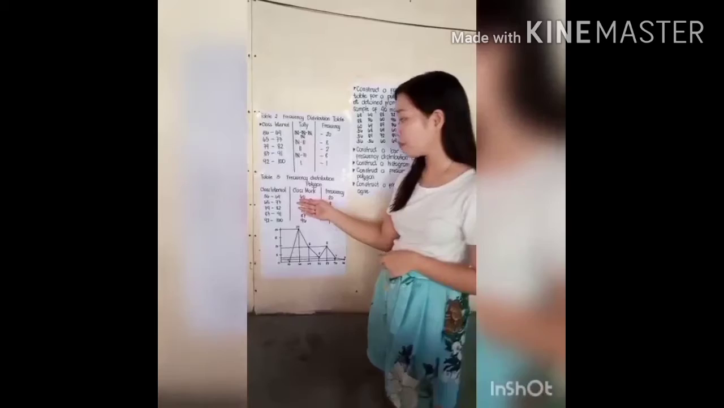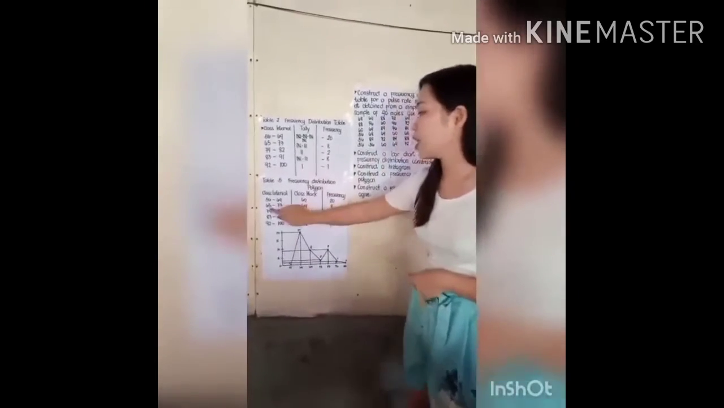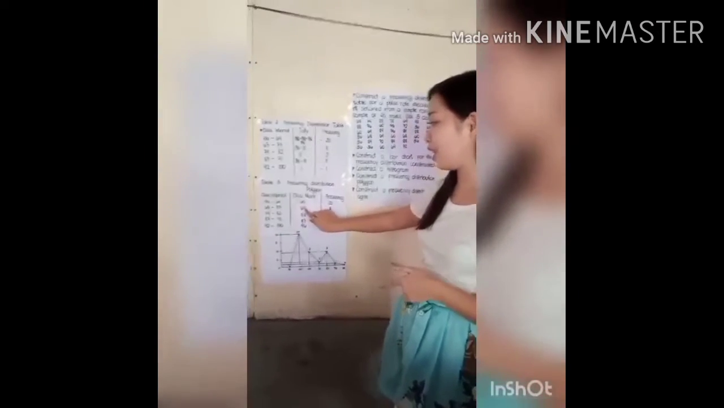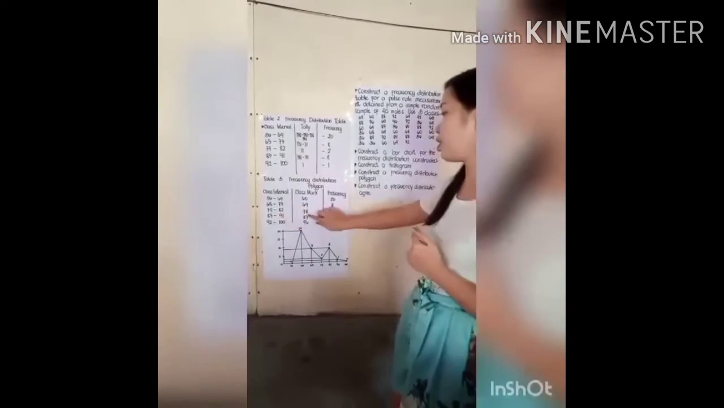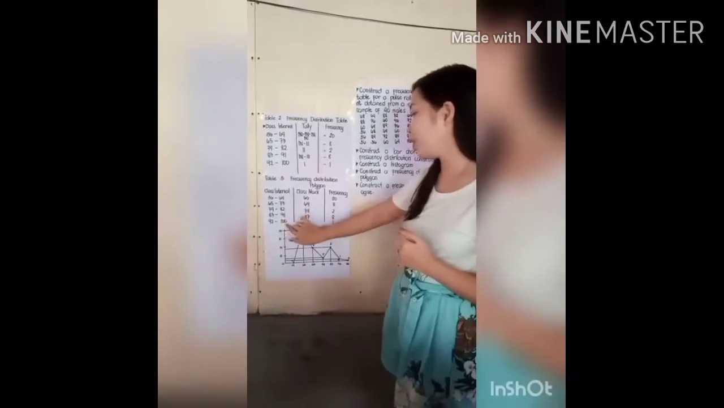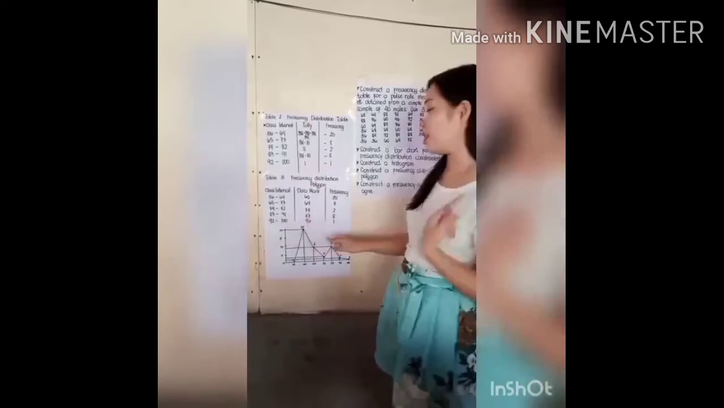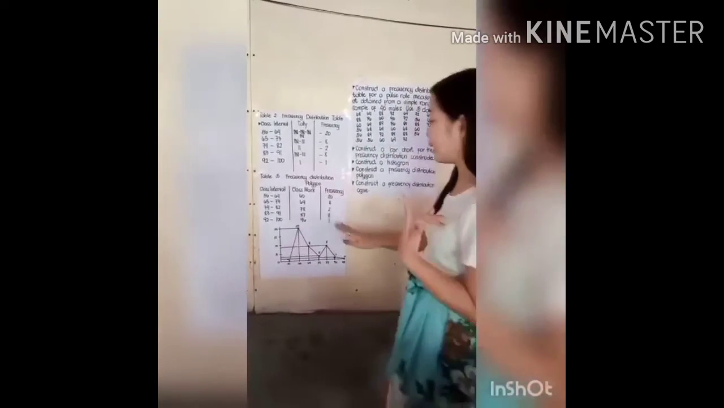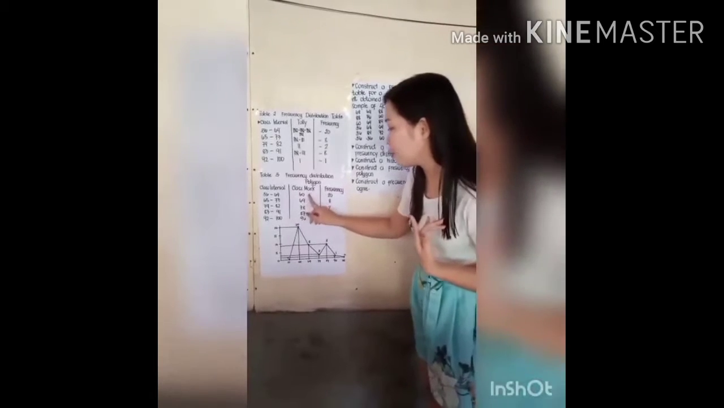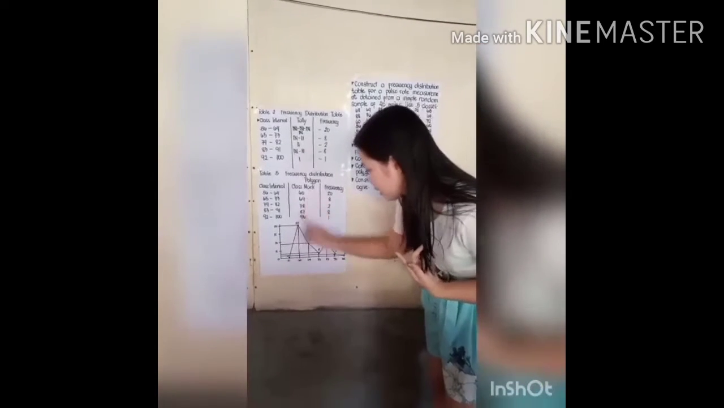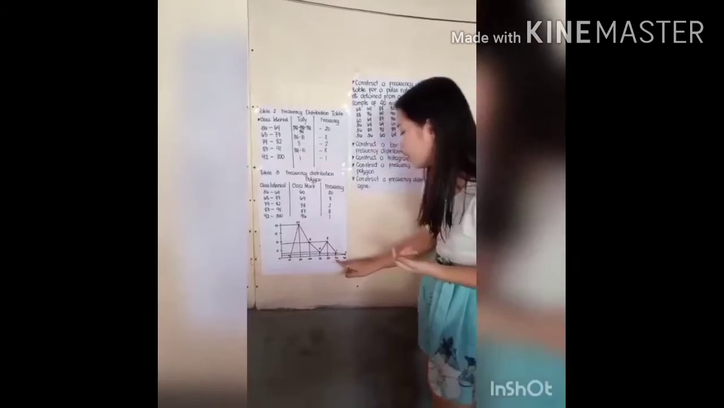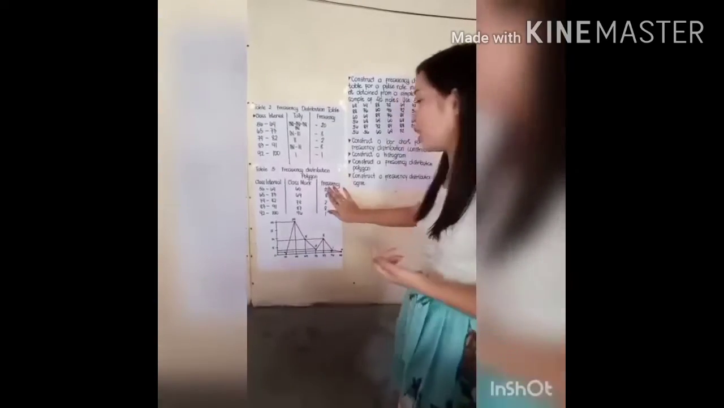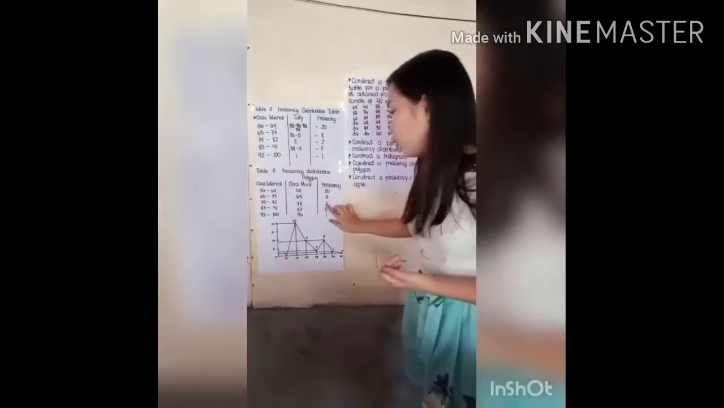Then 65 plus 73, the result is 69. For 74 to 82, the result is 78. For 83 to 91, the result is 87. For 92 to 100, the result is 96. A polygon is a form of line. So our class marks are 60, 69, 78, 87, and 96, and our frequencies are 20, 8, 2, 8, and 1.